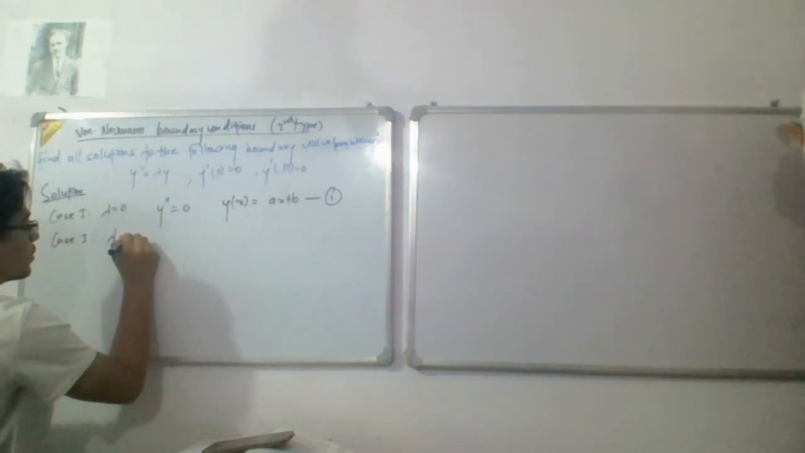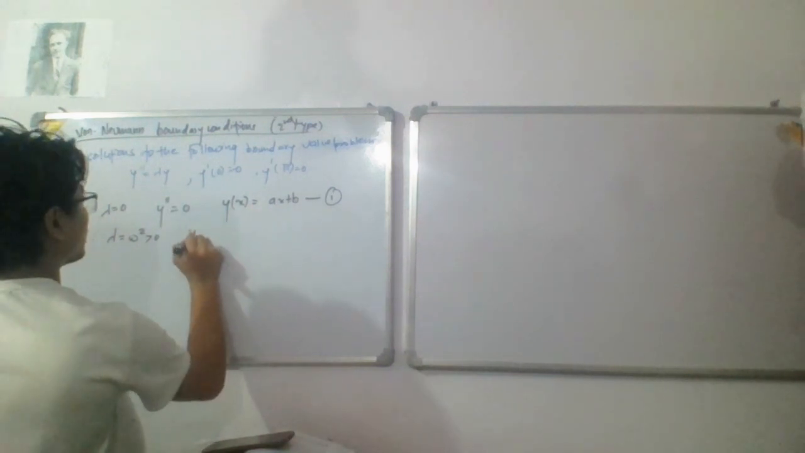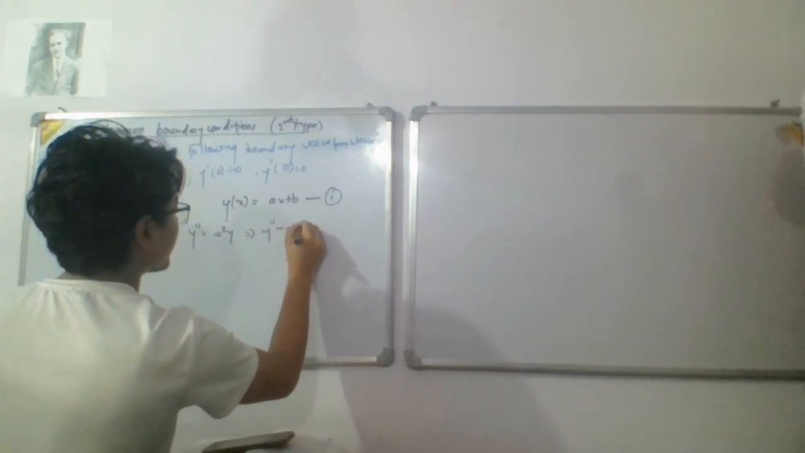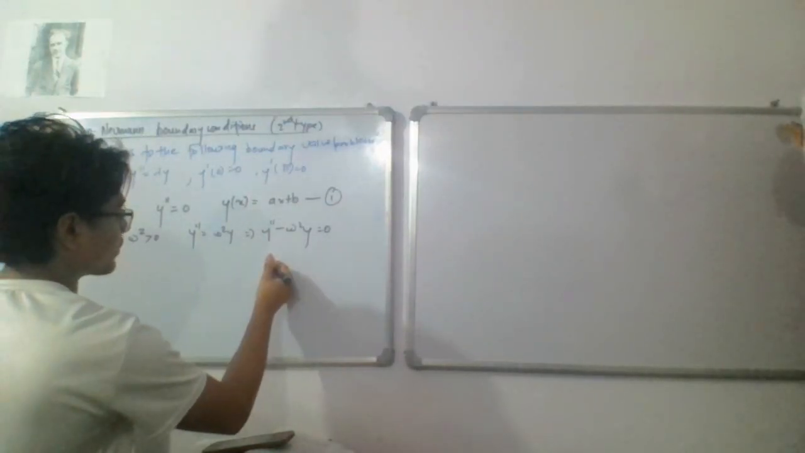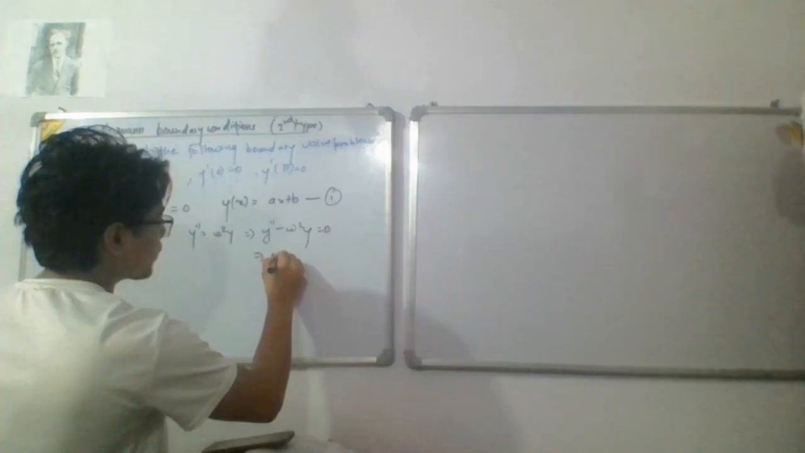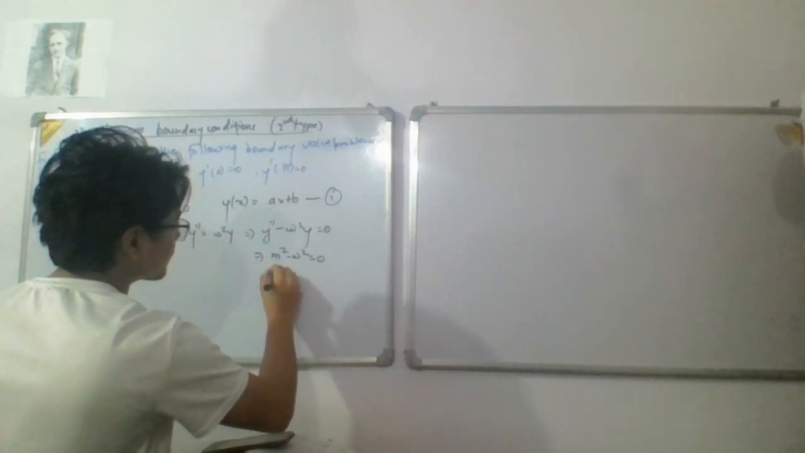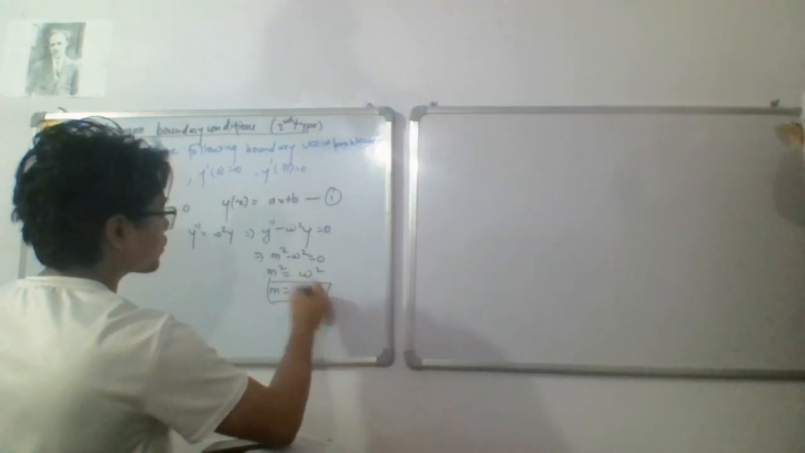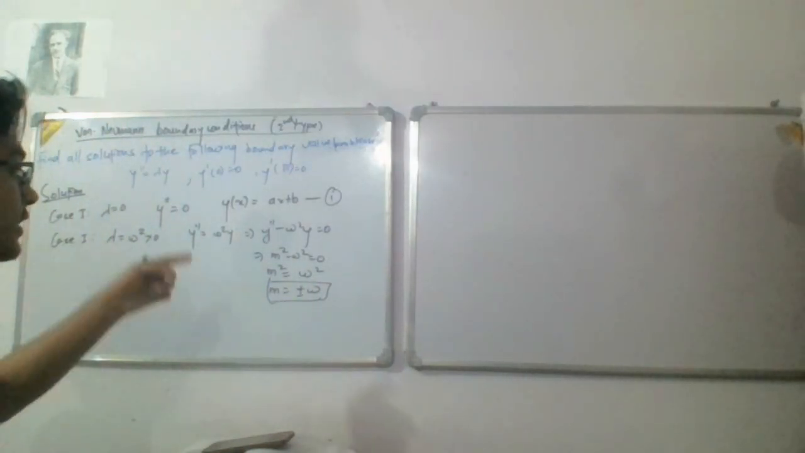Now let's take another case where lambda is equal to omega square, which is always greater than 0. Then our equation becomes y double dash equals omega square y. Since it's positive, if we take it to the left hand side, it becomes y double dash minus omega squared y equals 0. Then we get m squared minus omega squared equals 0, that gives m squared equals omega squared, and m equals plus minus omega. These are two distinct solutions.